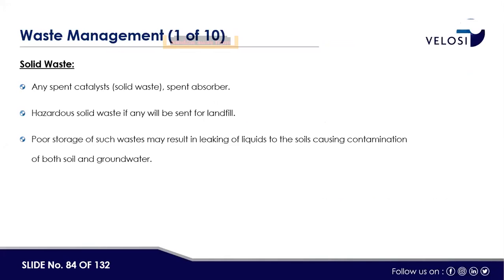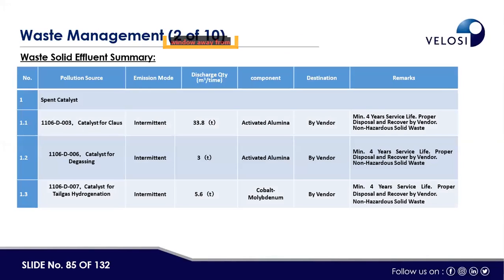Then the waste management. We have identified the kinds of waste that can be generated through the project. Solid waste can be spent catalyst. Hazardous waste, if any, will be sent for landfill. Poor storage of such waste may result in leaking of liquid to the soil, causing contamination of both soil and groundwater. And then this is the solid waste and effluent summary that can be generated through the project activity.